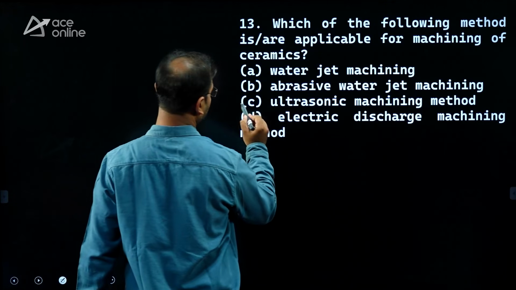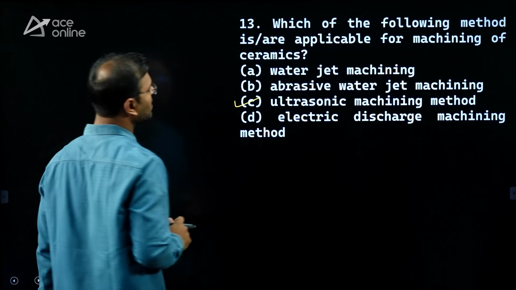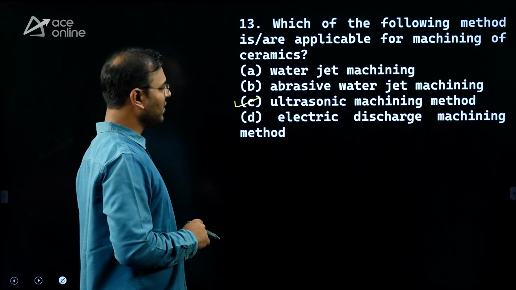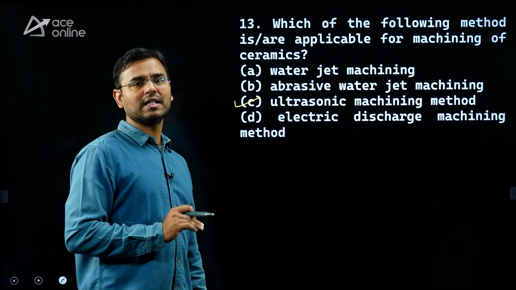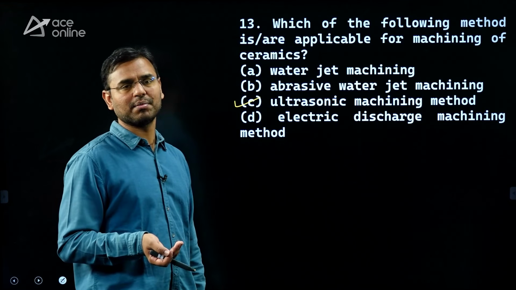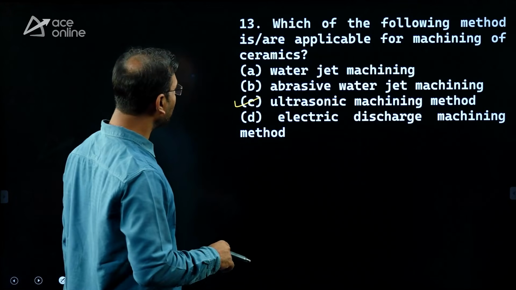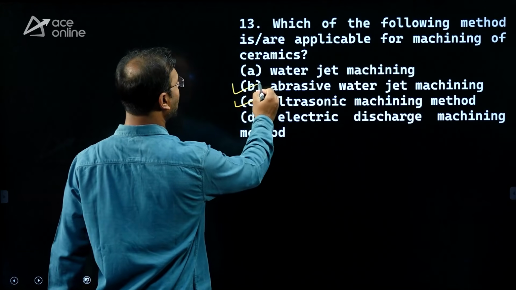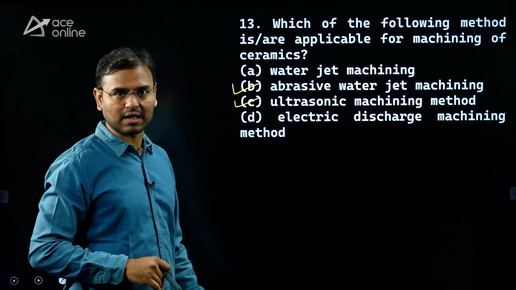C is correct. Next, water jet machining. Guys, a confusing question is here. Many students are telling that the water jet machining also can cut the glass material, ceramic material, but that is not possible. But when we add the abrasive in that water, then it can cut. Therefore, the abrasive water jet machining is also a correct answer.